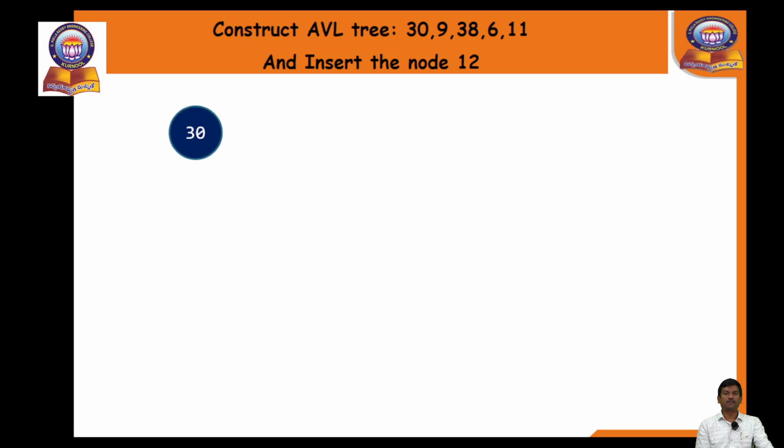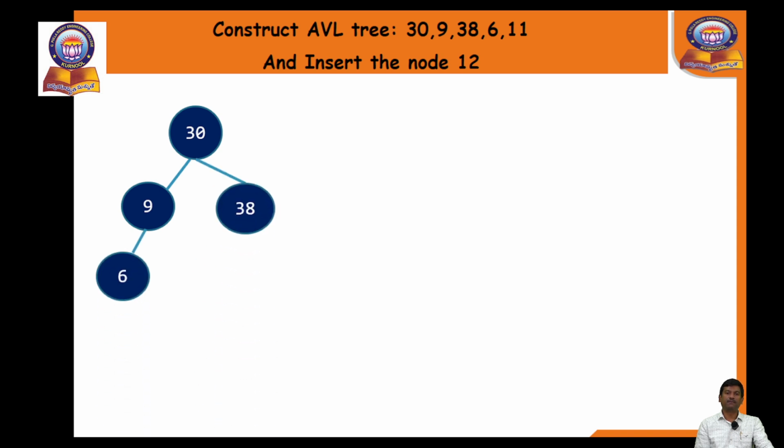And now consider 30, 9, 38, 6, 11, and then you have to insert node 12. So 30 is inserted as the root node, and 9 as a left child, 38 as a right child, 6 as a left child of node 9, and 11 as the right child of node 9. And when you are inserting, find the balance factor. At every stage, whenever you are adding or deleting a node from the existing tree, you have to find the balance factor of every node. If there is any deviation, perform accordingly, whether it is a single rotation or a double rotation.